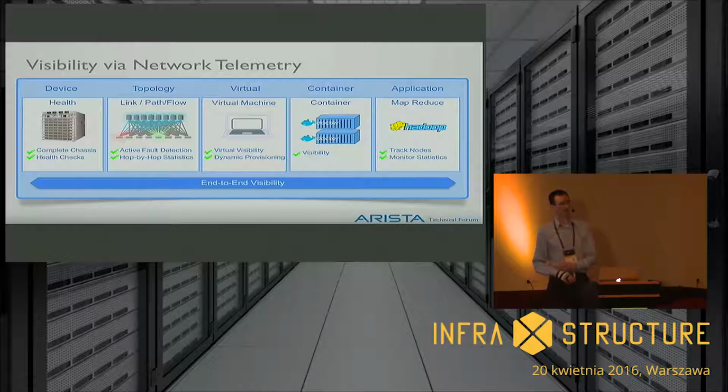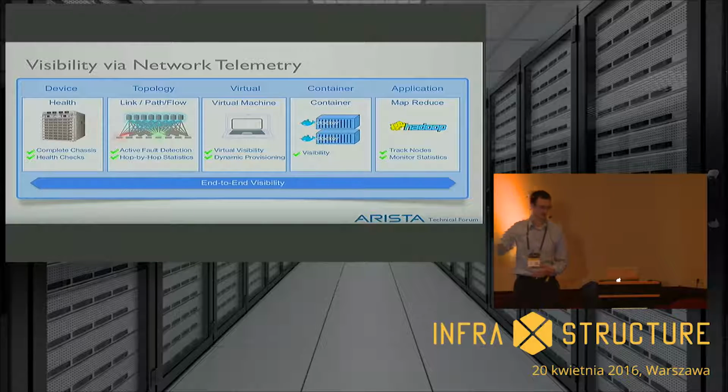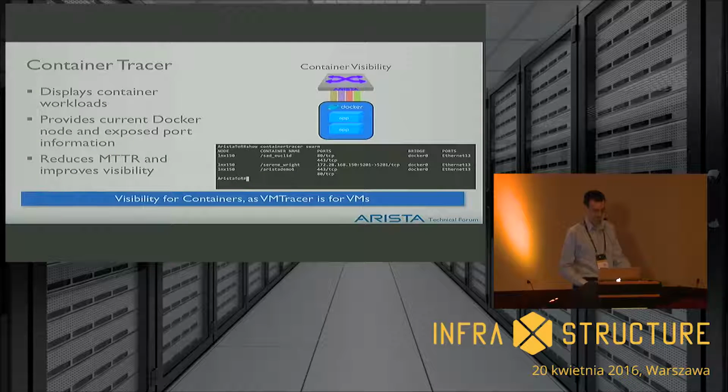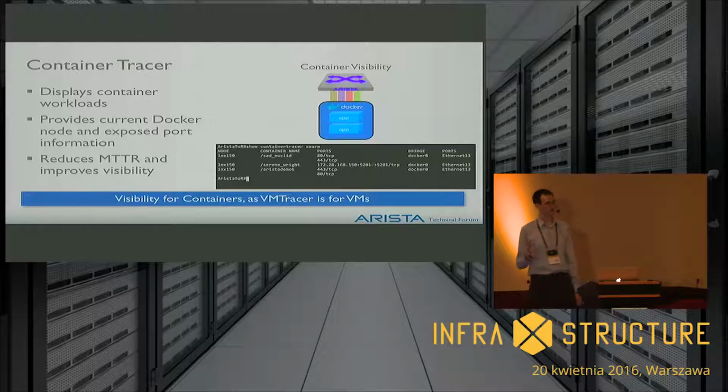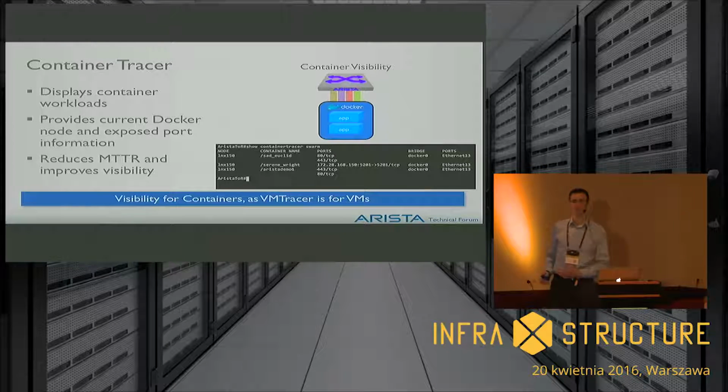Now into the container tracer. Container tracer is an addition to the VM tracer we mentioned. We also have the MapReduce Hadoop tracer for big data, which traces the MapReduce and mapping across your big data infrastructure. So this is for gaining visibility inside your workload in your data center, as well as inside the device, with different tracers such as link and path tracer. Now, what container tracer allows you to do is to see which port in your network, Ethernet 13 for example, is connected to a compute.